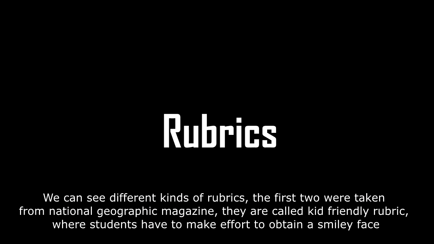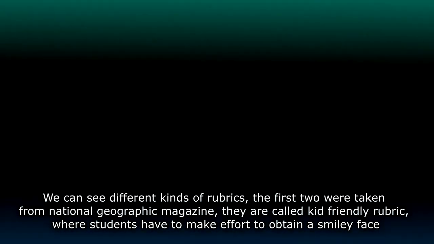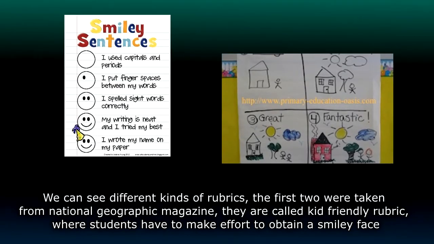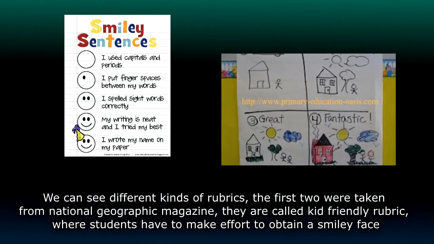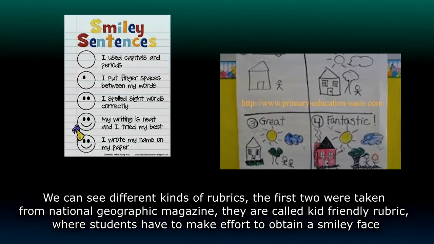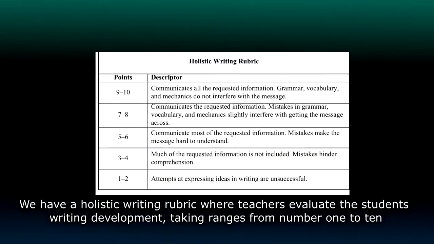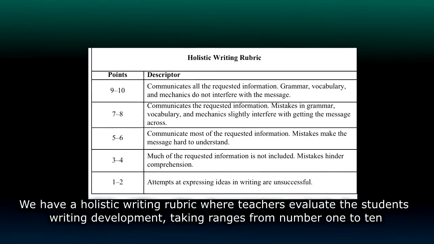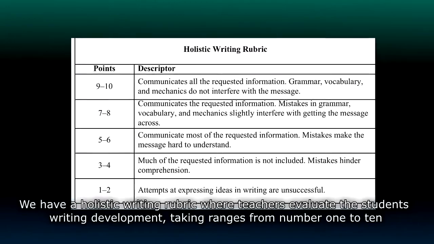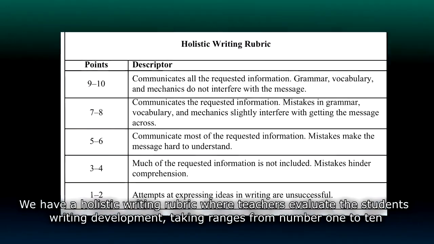About rubrics, we can see different kinds of rubrics. The first 2 were taken from National Geographic magazine. They are called kid-friendly rubrics, where students had to make an effort to obtain a smiley face. We had a holistic reading rubric, where teachers evaluate the student's writing development, ranging from number 1 to 10.